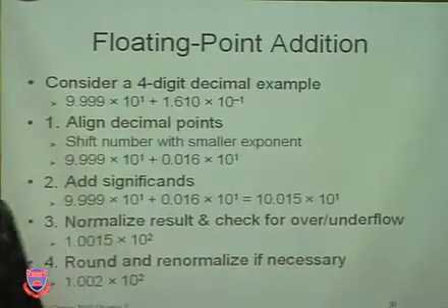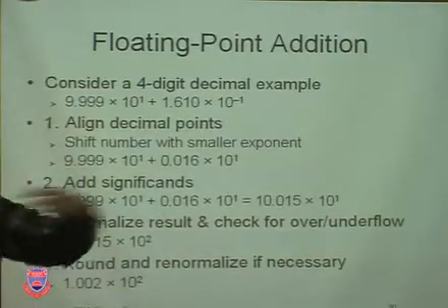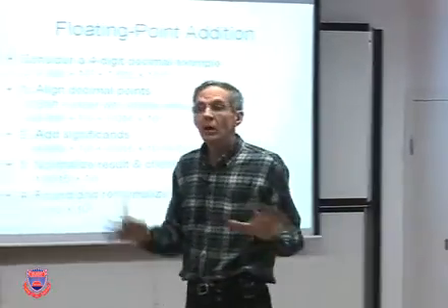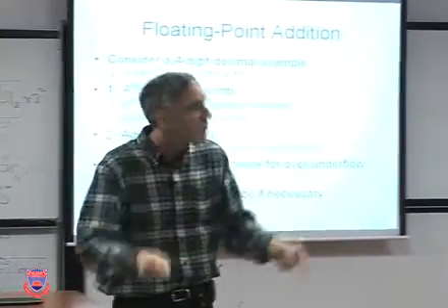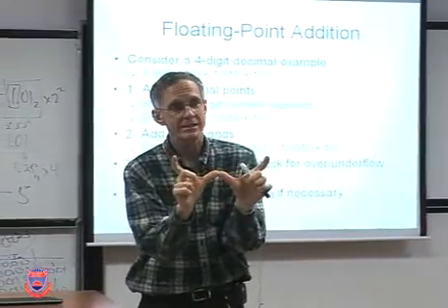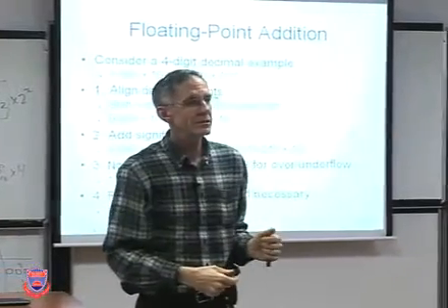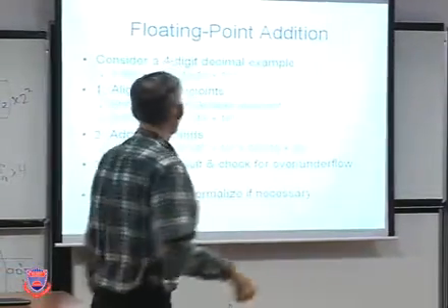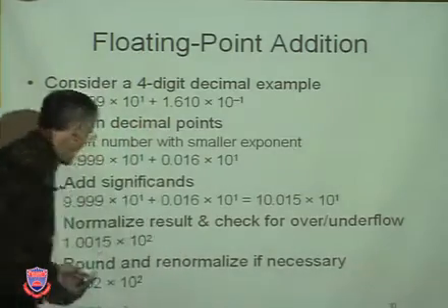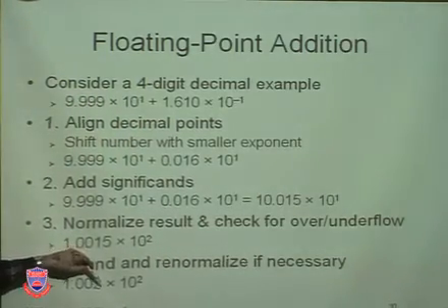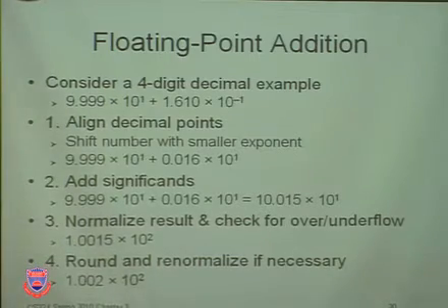You say, Hoja, I've got as much paper or board space as I need, and if I run out, I'll go to the next classroom and keep on writing. Yeah, you do in the physical world, but in the computer world, you have a fixed number of bits. So therefore, you cannot hold extra least significant places. You have to round. So we must do a rounding algorithm. So if we round this to 1.002 times 10 to the second, we're done.